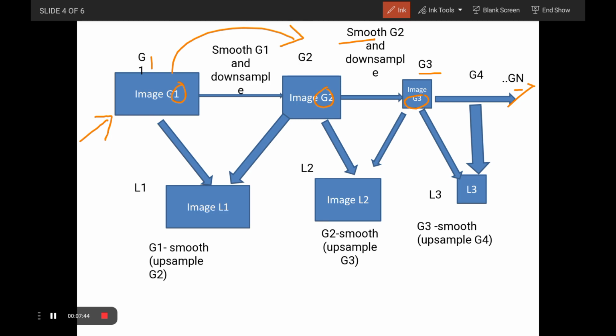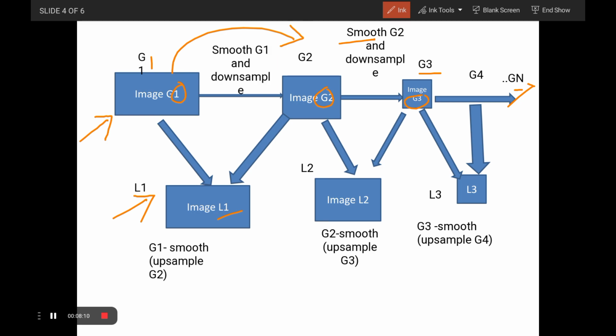Secondly, the second one is L1. L1 represents the Laplacian function. The Laplacian function can be approximated by the difference of Gaussians. So take the image G1 as usual. The difference of G1 and G2 gives rise to L1, which is the Laplacian of the function. L1 represents the Laplacian of the images.